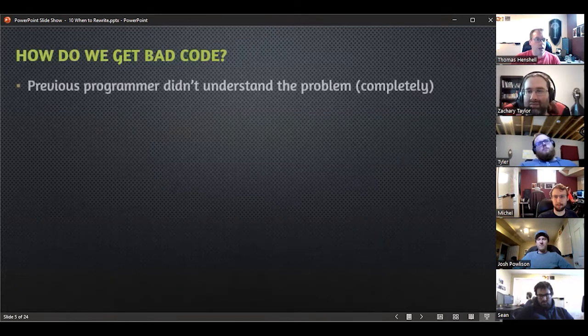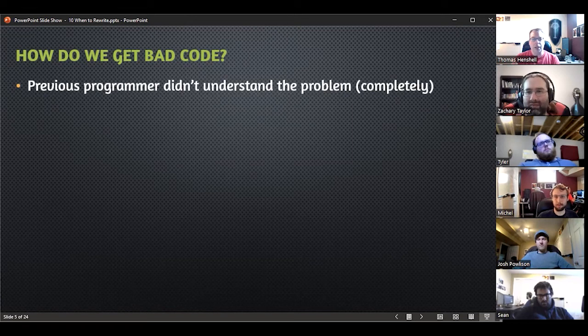The first thing is the previous programmer didn't understand the problem. And that could be they didn't understand the problem at all, or they didn't understand the problem completely. So there were some edge cases, or some situations, or some integration things that they didn't think of or know about. But we get bad code because somebody fundamentally didn't understand the problem. They thought they were building the solution and they weren't.